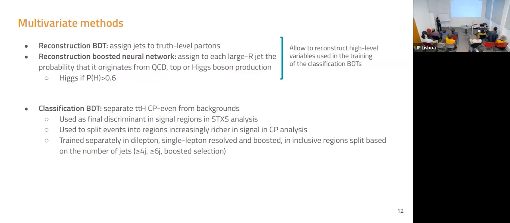And then we can take the three-momentum of these intermediate particles and construct variables that allow for further discrimination between signal and background, and use them as input to what we call a classification BDT. This is trained to separate ttH CP-even from the backgrounds. And then it's used in two ways. In the cross-section analysis, it is used as the final discriminant in the signal regions, and in the CP analysis, it is used to split the events into regions with increasingly higher percentage of signal, or ttH.